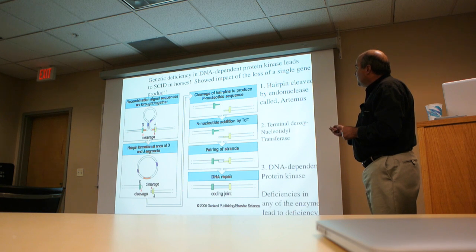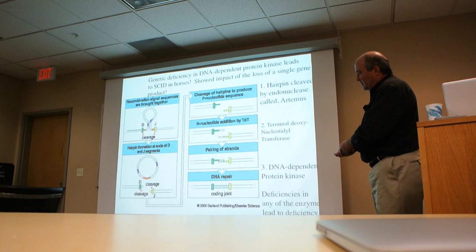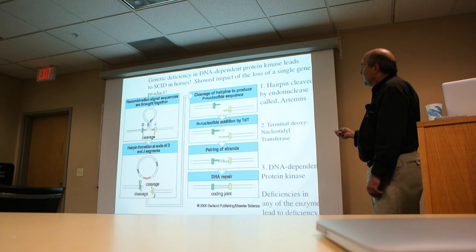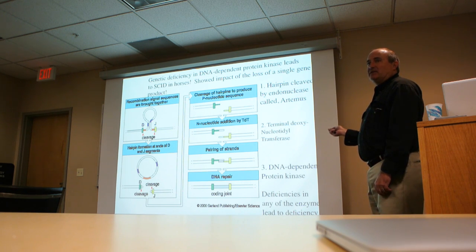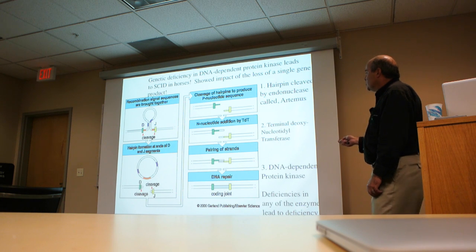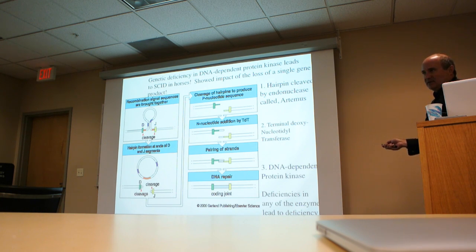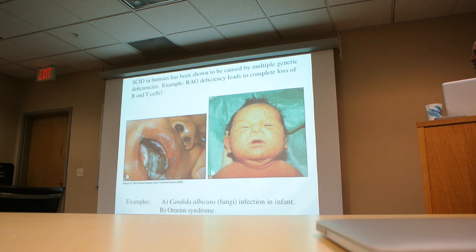If we lose this enzyme, so we can't clip, we've got to open up these hairpin loops so that we can start sticking things on. We can't do the process. You get loss of recombination. TDT, loss of recombination if you lack that. DNA-dependent protein kinase, and that's actually what they found in the Arabian foals, accounted for their lack of recombination.